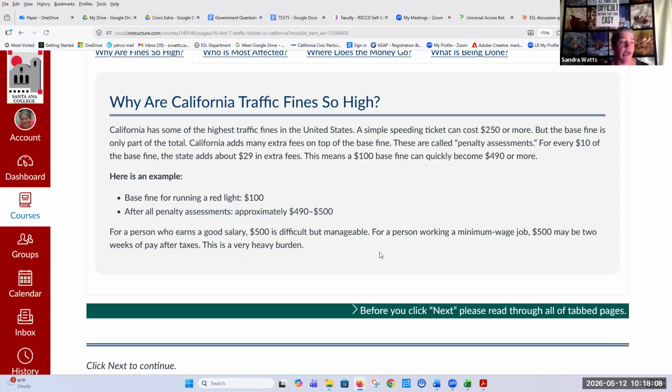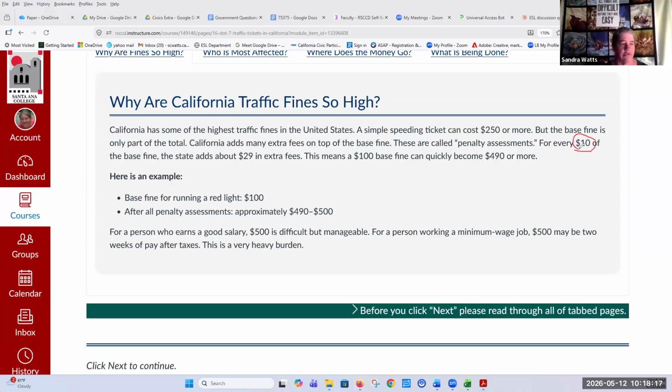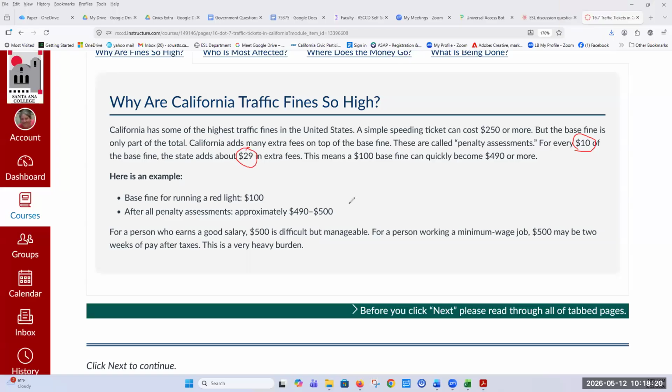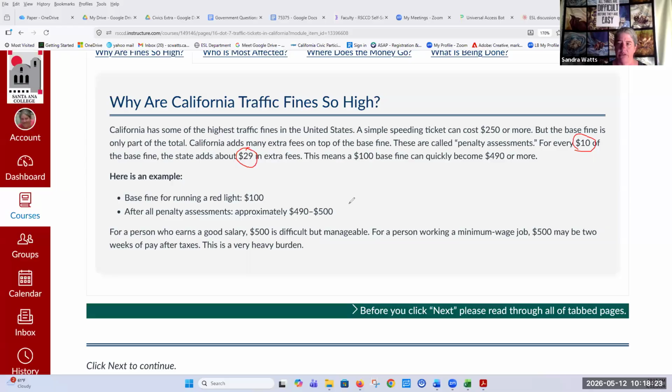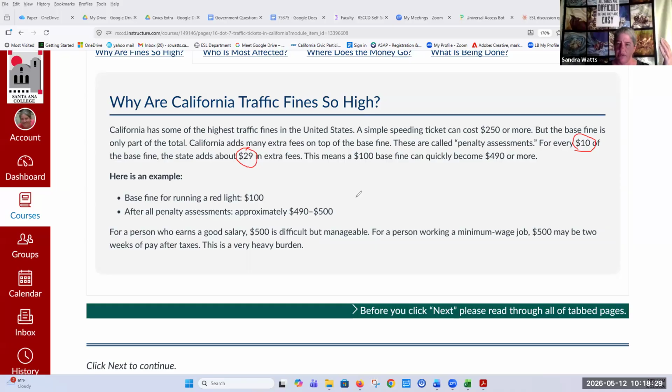I actually did not know exactly these numbers until I researched it. But can you imagine? For every $10 of a ticket, $30 in fines. So that just took it up, what, like 75%? Just for the fines. So what happens when you don't pay your ticket on time? Another fine. And sometimes they have a warrant for your arrest if you go long enough or have too many tickets. So it's a serious thing.